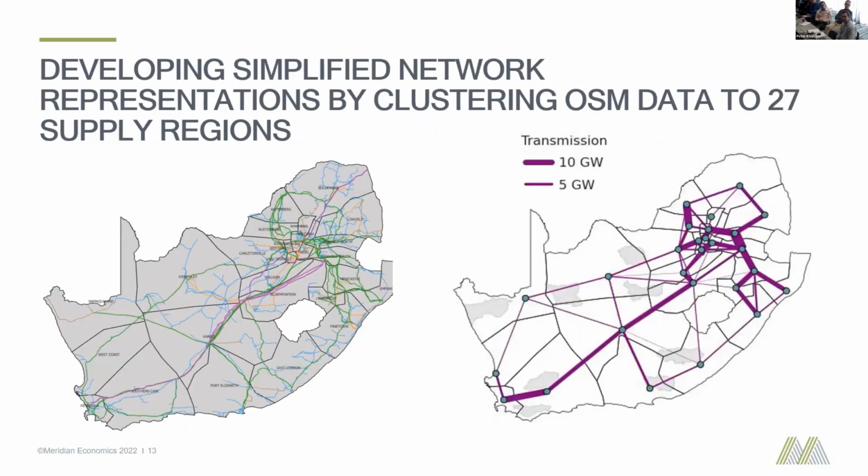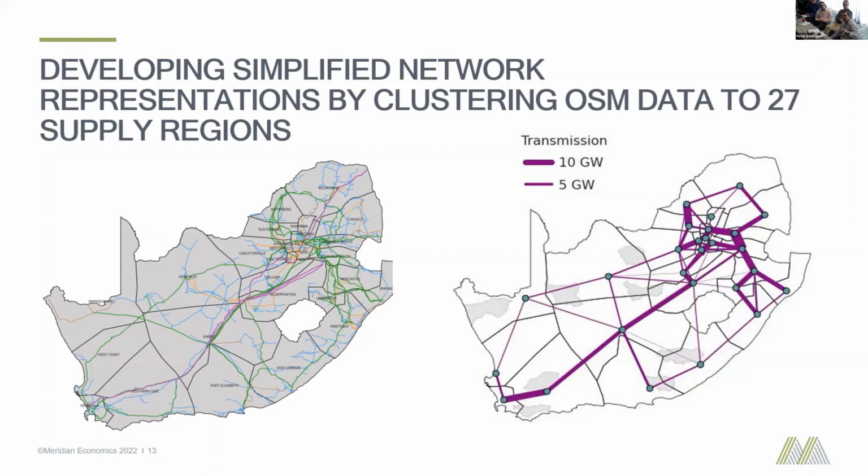So in terms of how we do the grid representation, this is based on the code from PyPSA-Earth. We took PyPSA-Earth directly, and we ran the network model to pre-generate what our network would look like. So on the left-hand side, you see the OpenStreetMap data representing the network at 765 kV, 400 kV, 275, I think 200, and then 132 kV and below.